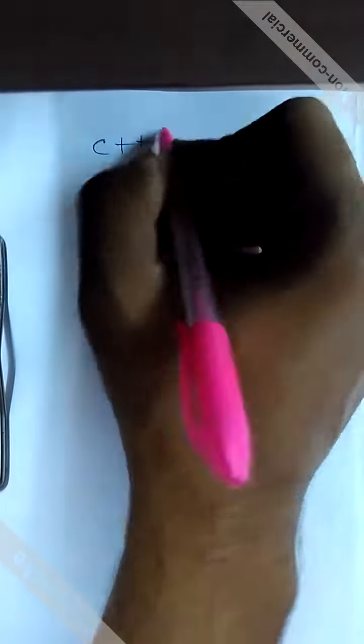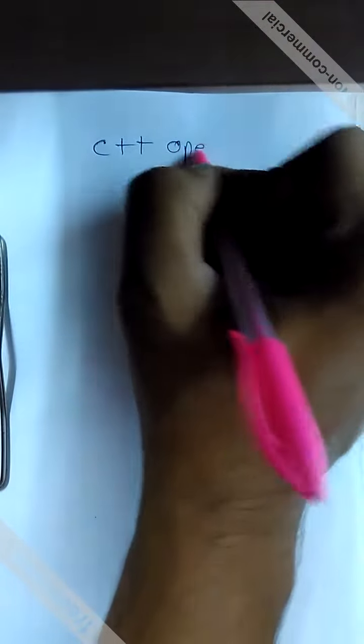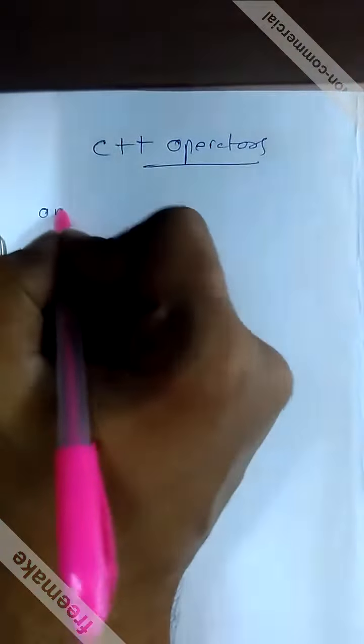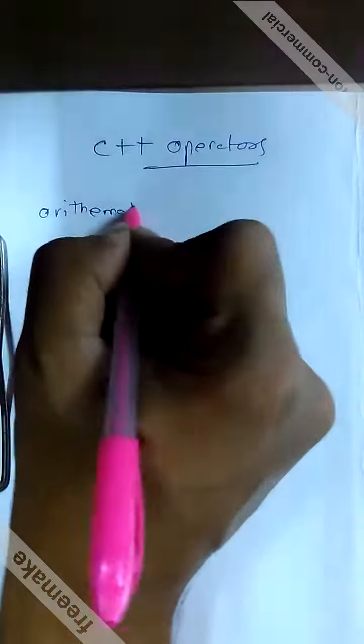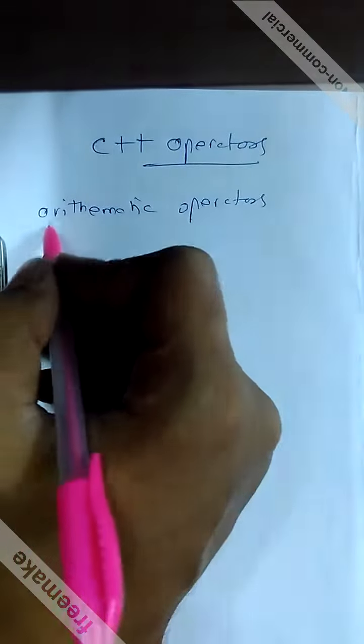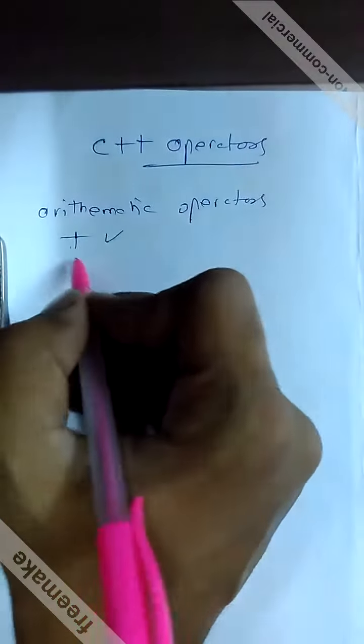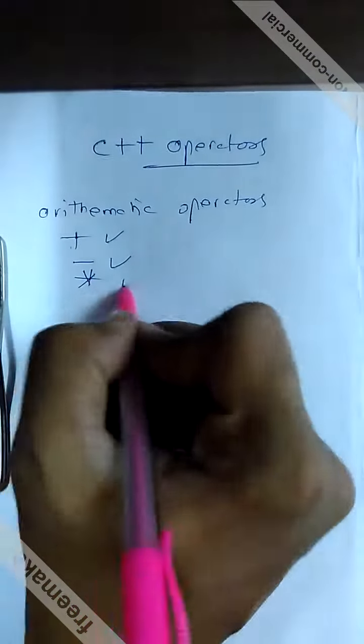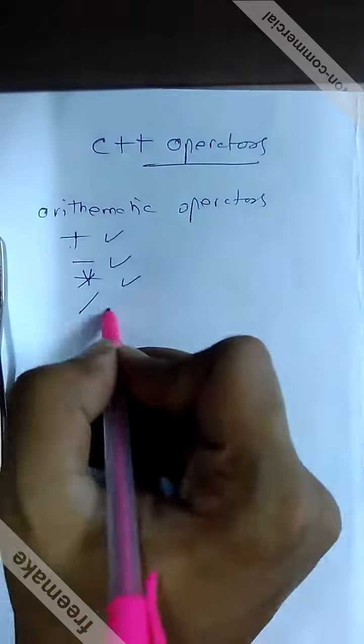Now I will be talking about C++ operators. So in general language, what is an operator? An operator is basically what is used to operate between two things. We have basically three types of arithmetic operators. So these are addition, subtraction, multiplication, division.